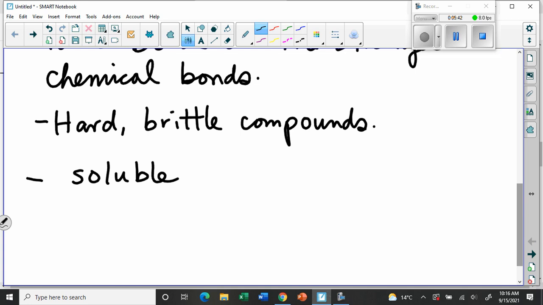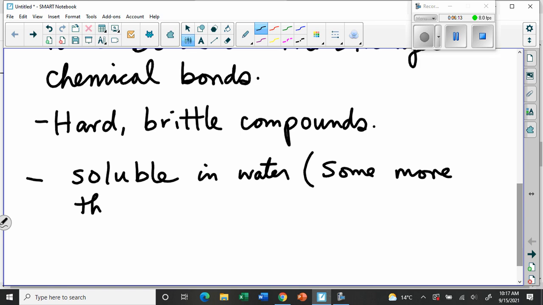Water actually has the ability to break this very strong attraction and pull them apart and separate them, and that's how things dissolve. But we can't understand that until we understand more about the other kind of bonding which comes later. So maybe at the end of our unit, we'll be able to understand a little more about how dissolving works. But for today, soluble in water. And we'll just put some more than others. They're not all the same. Some really dissolve really well, and some dissolve just a little wee bit. But they all tend to dissolve somewhat.